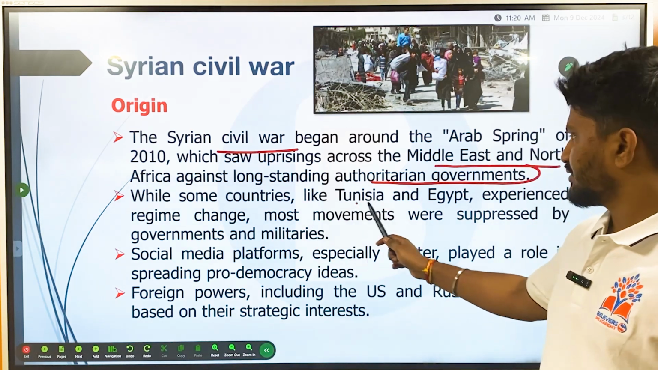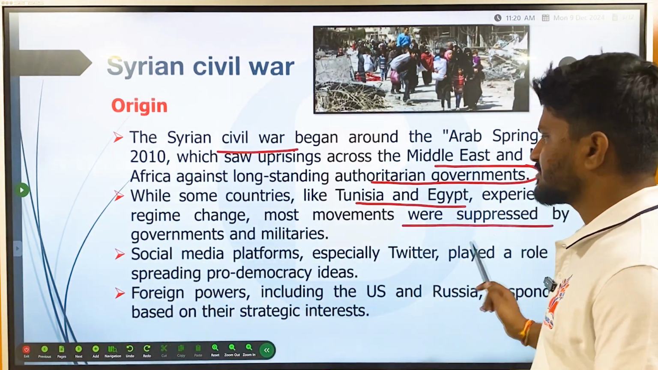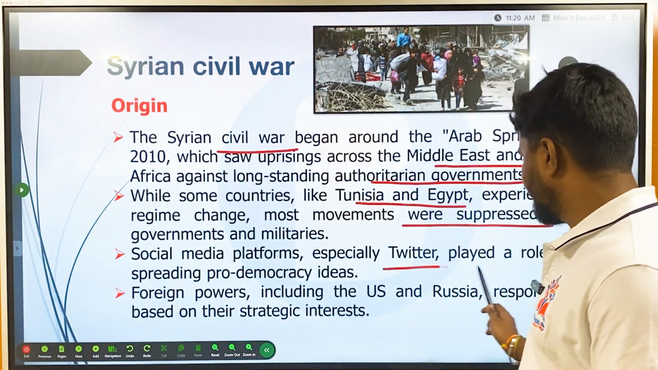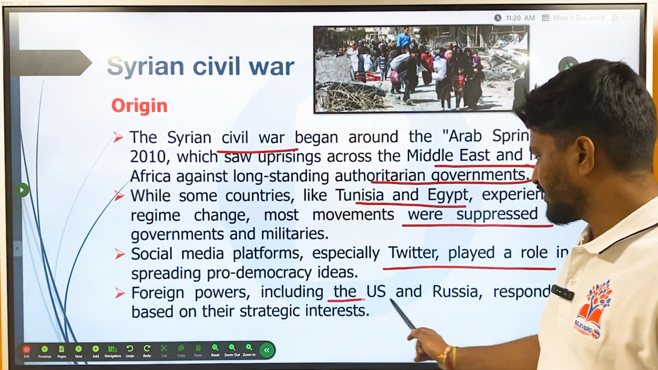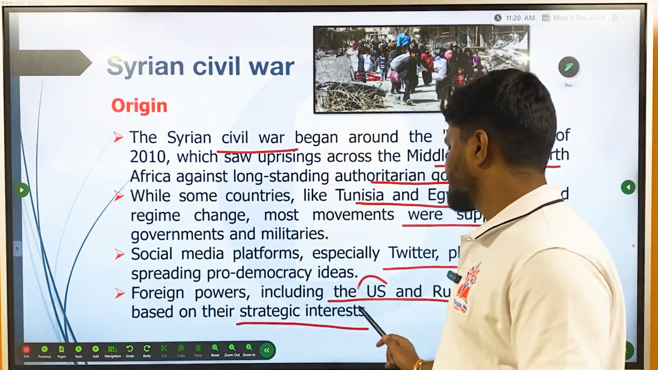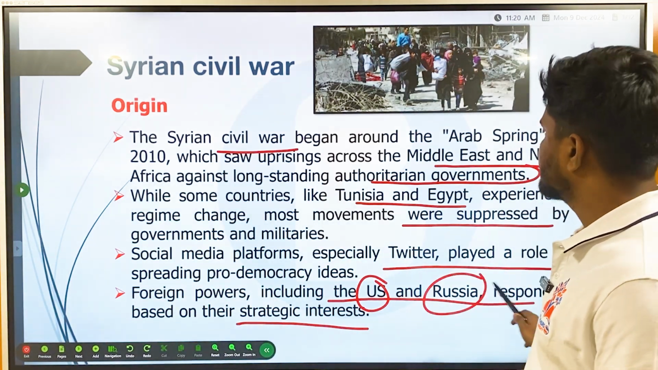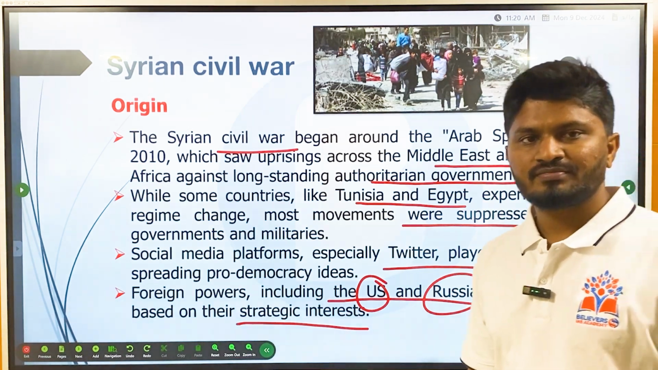While some countries like Tunisia and Egypt experienced the regime change, most movements were suppressed by the governments and militaries. Social media platforms, especially Twitter, played a key role in spreading pro-democracy ideas. Foreign powers, including the US and Russia, responded based on their strategic interest. Okay, the USA was more vocal in Libya, and Russia was more vocal in Syria. So all the key players started playing a role in this region.